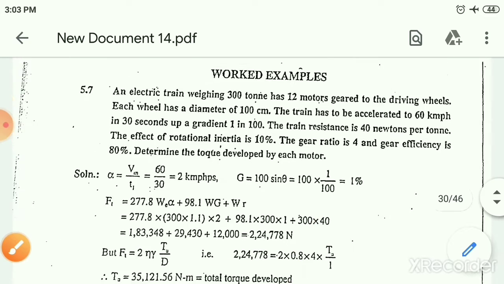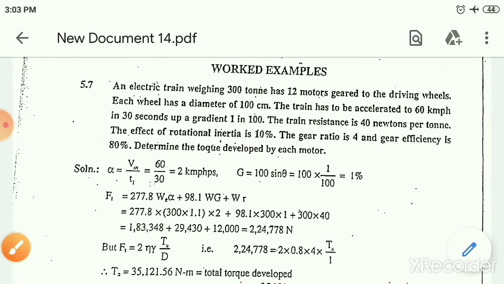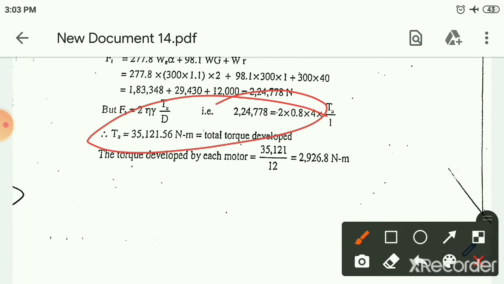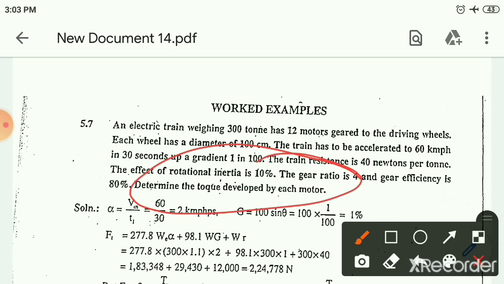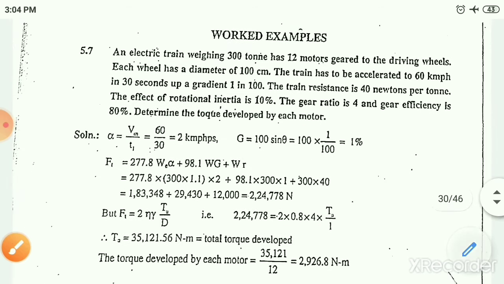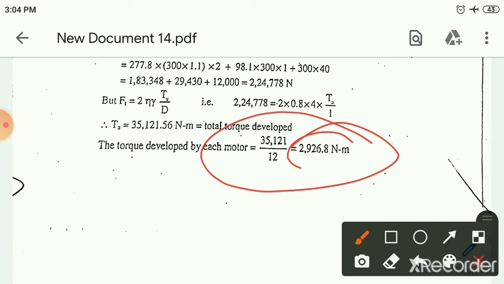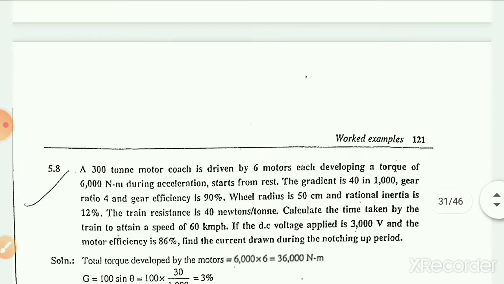The question says there are 12 motors, so this is the total torque developed. The torque developed by each motor you have to find out. So total torque is this much, and if you divide by 12, you will get the torque developed by each motor as 2926.8 Newton meter. Okay, that is the torque.